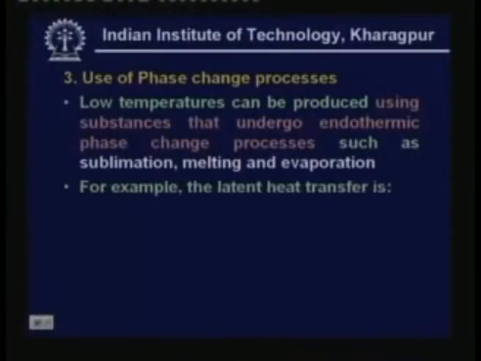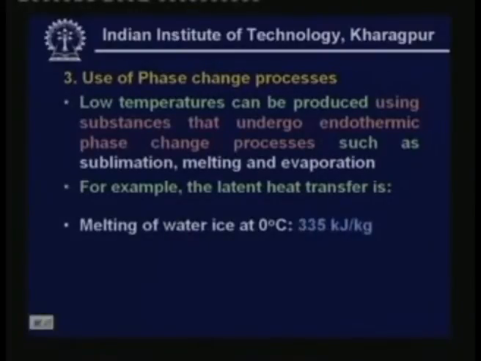Let me give some examples, for example, the latent heat transfer. Let us look at the amount of heat transfer during this process. For example, if I am melting water ice at 0 degree centigrade, then I can get a heat transfer of about 335 kilojoules per kg of ice. That means when 1 kg of ice melts at 0 degree centigrade, 335 kilojoules of heat is transferred.